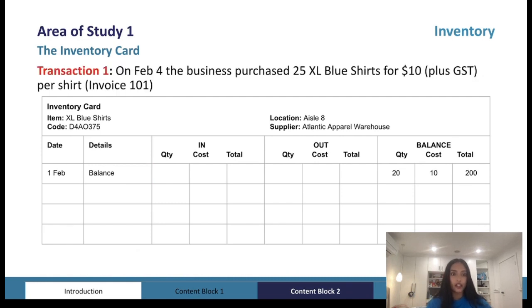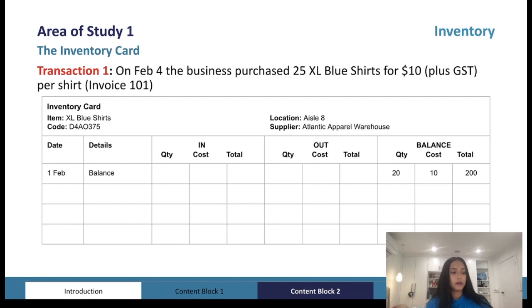So we have our first transaction of the month. So on February 4th is the first transaction of the month that involves this specific item. So this doesn't mean that this is the first transaction of the entire month. It's only the first transaction that involves extra large blue shirts. So say on the 2nd of February, the business sold a whole bunch of green shirts, but unfortunately this inventory card is only talking about extra large blue shirts, so we will only enter a transaction into this inventory card if it involves extra large blue shirts.